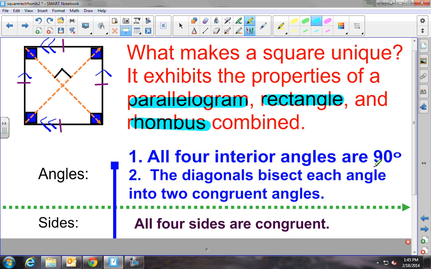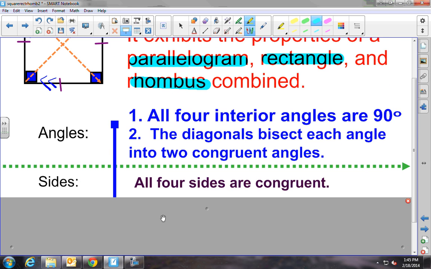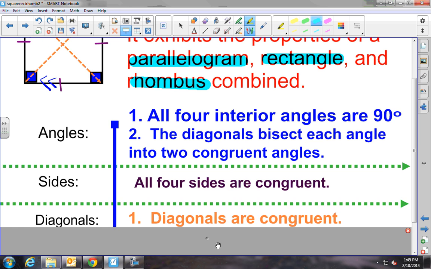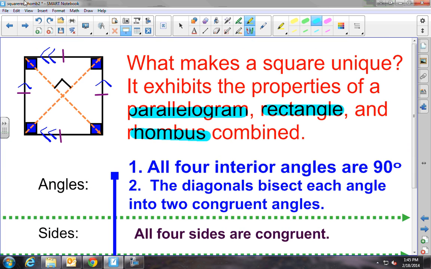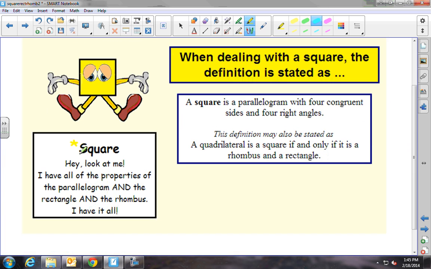All four interior angles are 90 degrees. The diagonals bisect each other into two congruent angles. Regarding the sides, all four sides are congruent, and the diagonals are congruent, and diagonals are perpendicular. Okay, so here's all of that summed up. A square, hey, look at me. I have all the properties of the parallelogram and the rectangle and the rhombus. I have it all. Yay me.